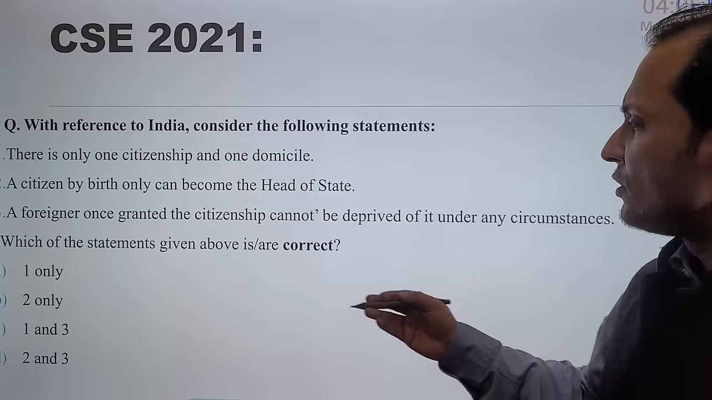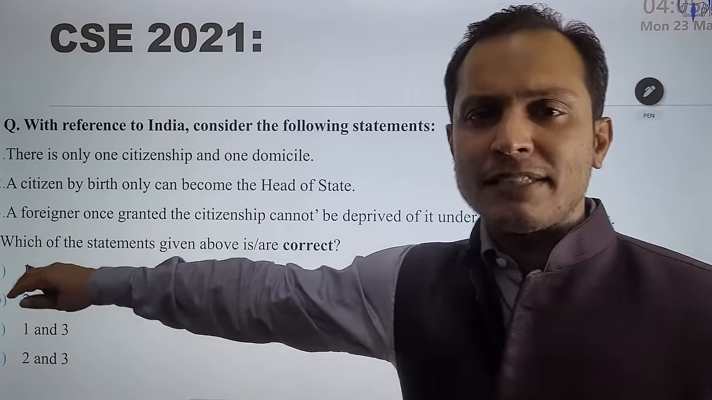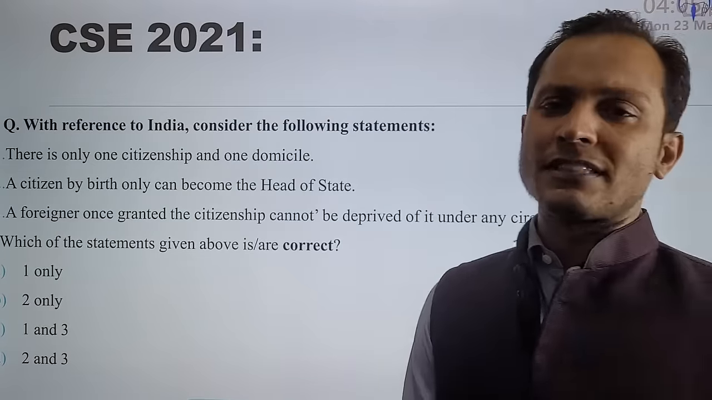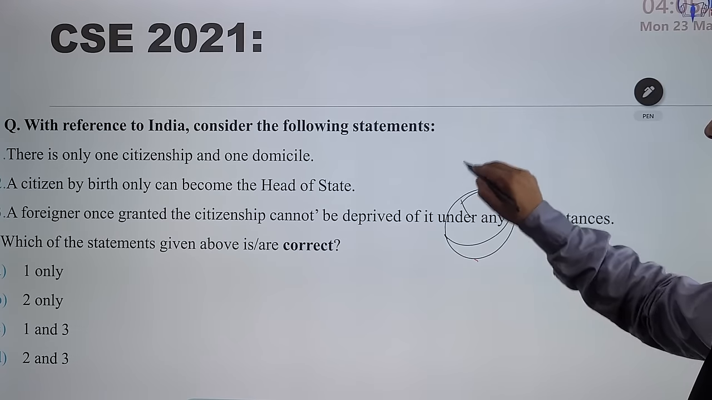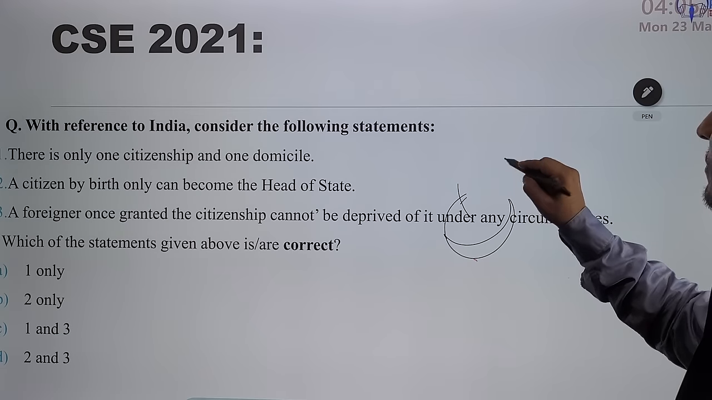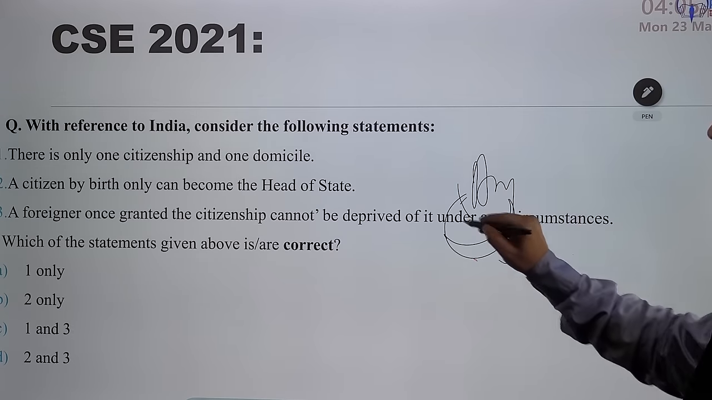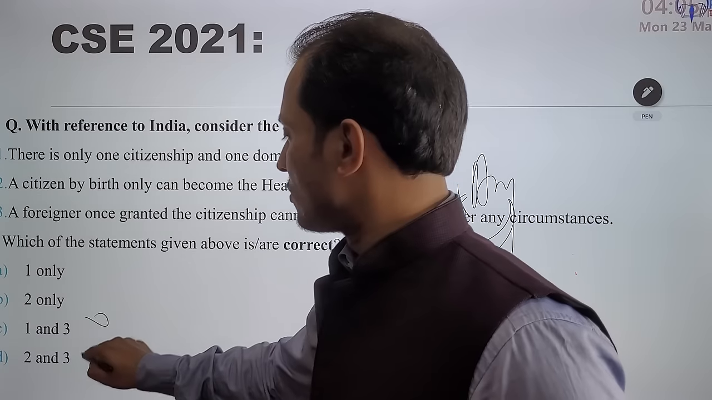Okay, very simple. Here also you see in statement 3. Statement C says, once the citizenship is given to a foreigner, it cannot be deprived under any circumstances. Again, you see, any. How can this be possible, guys? How can this be possible? Statement 3, gone.